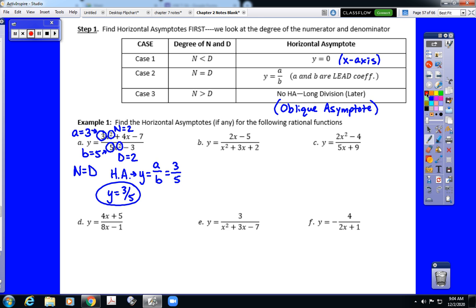On the next example, the degree of the numerator is 1. There's no number listed for an exponent, so we would add a 1 to that x, and that would be our numerator. The denominator's degree is 2. Since the numerator is less than the denominator, the horizontal asymptote is the line y equals 0.